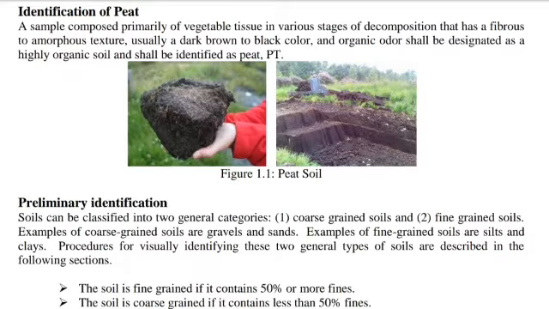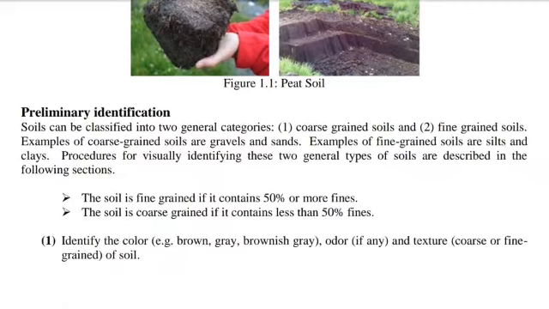Preliminary identification. Soils can be classified into two general categories: 1. Coarse-grained soils and 2. Fine-grained soils. Examples of coarse-grained soils are gravels and sands. Examples of fine-grained soils are silts and clays. Procedures for visually identifying these two general types of soils are described in the following sections. The soil is fine-grained if it contains 50% or more fines. The soil is coarse-grained if it contains less than 50% fines.